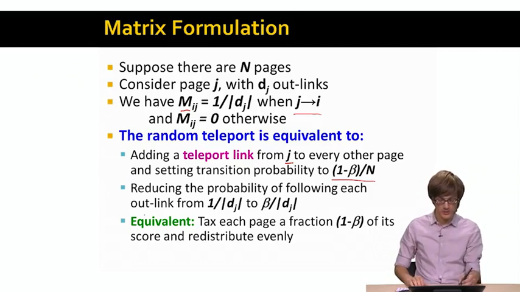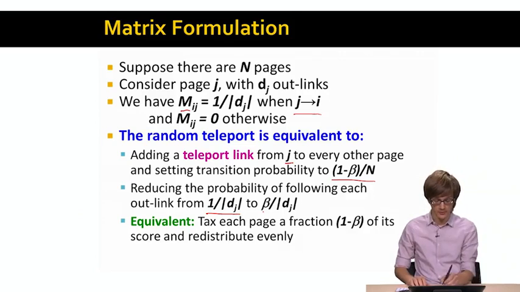This also means that on all the other links of the web graph, we have to reduce their transition probabilities. So the transition probabilities go from 1 over the out degree of node j to beta times 1 over the out degree of node j.